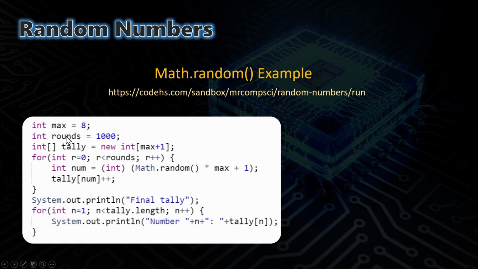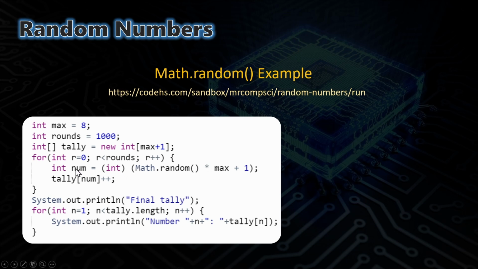Okay, so here's an example of a little bit of code using random, but what I'm doing is calculating random numbers over a bunch of rounds. So I'm going to go through and do 1,000 rounds of calculating random numbers. I'm doing it with a maximum of 8, so it's from 1 to 8. So basically the number is going to be a random number between 1 and 8. And here's the formula I used from just before.